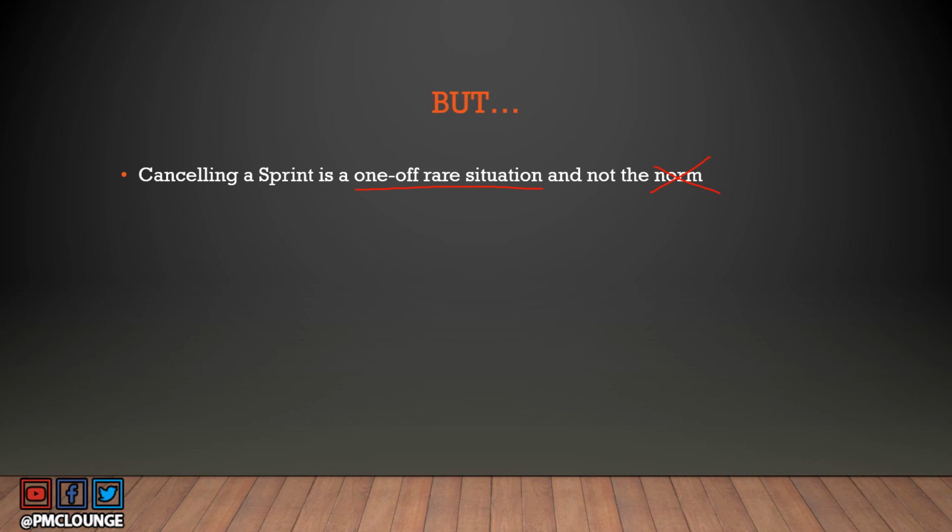issue, right? So you should understand the fact that canceling a sprint is a rare situation. It is not the norm. It is not something that you should look forward to. You can think of it as the last resort. If the building is on fire and you need to break glass, that is the kind of situation where you actually cancel a sprint. And why do we say so?